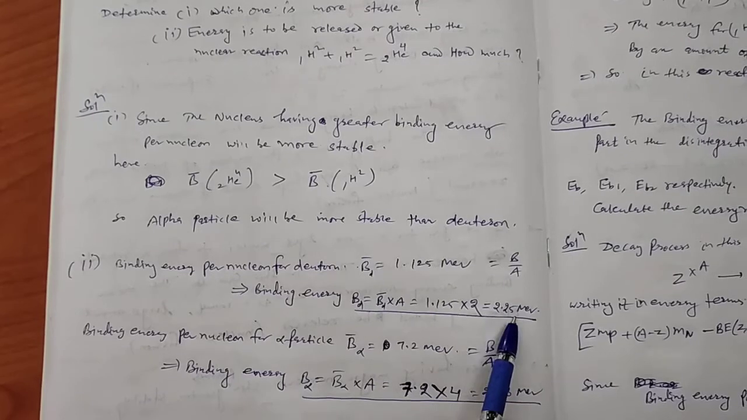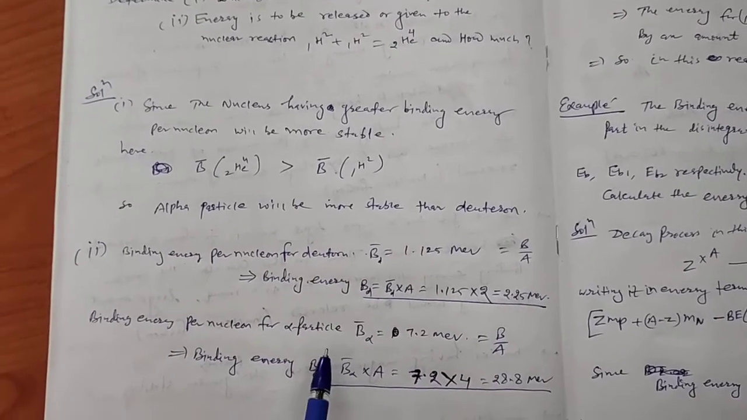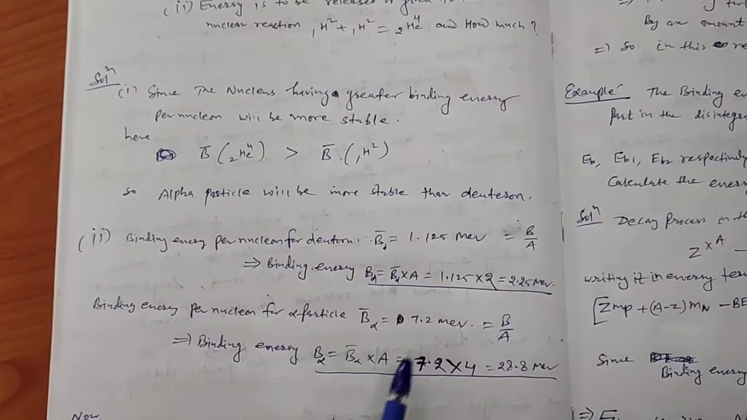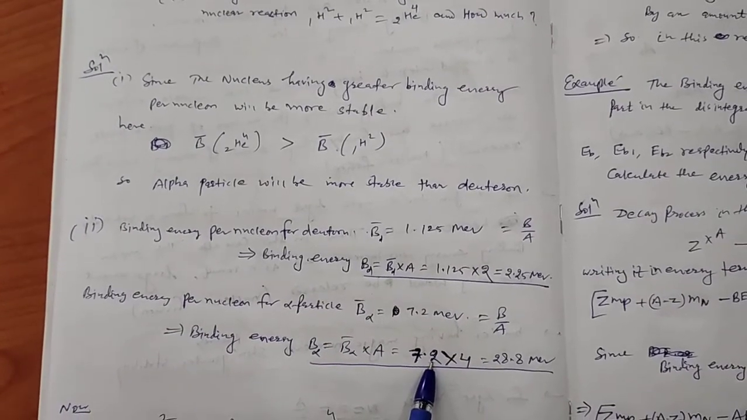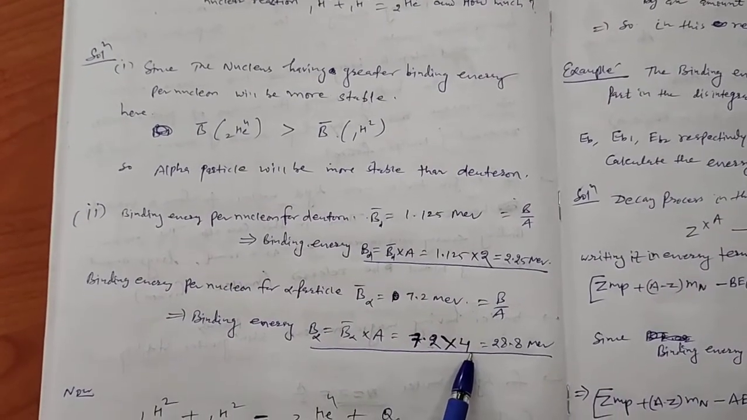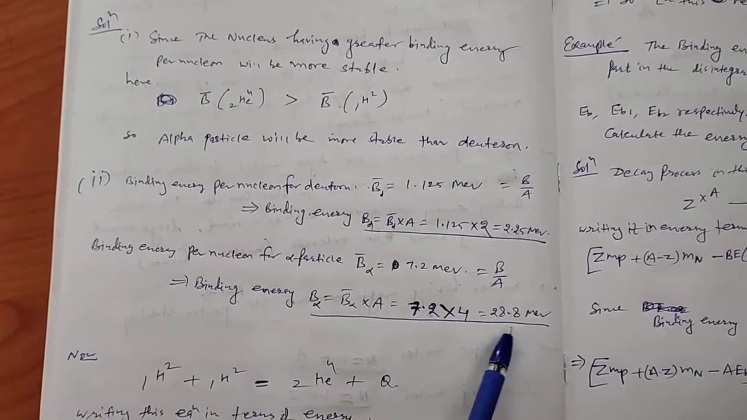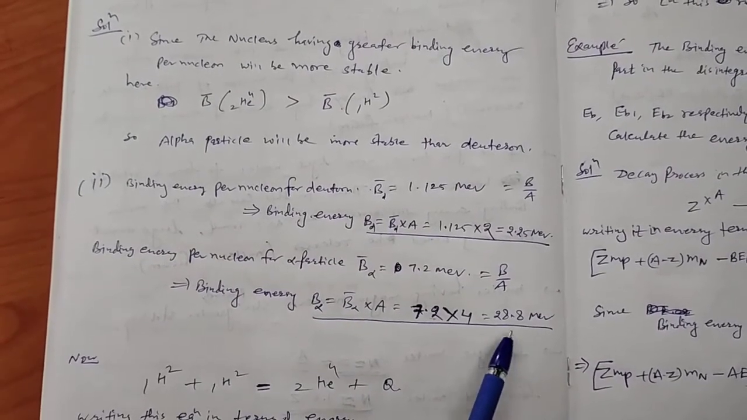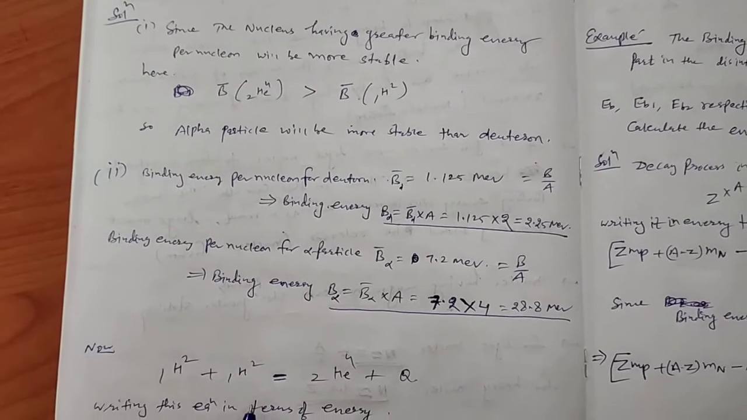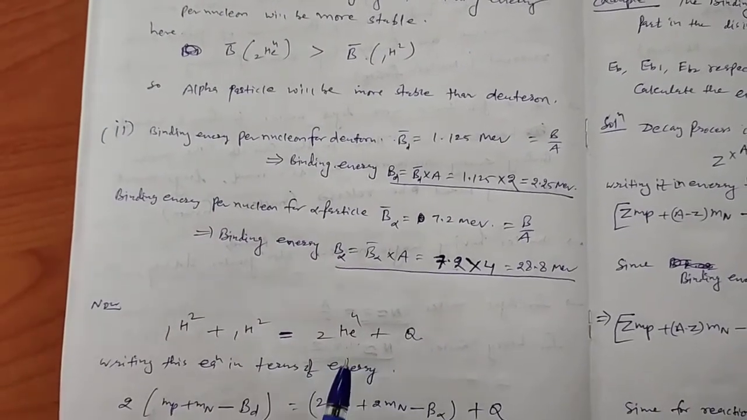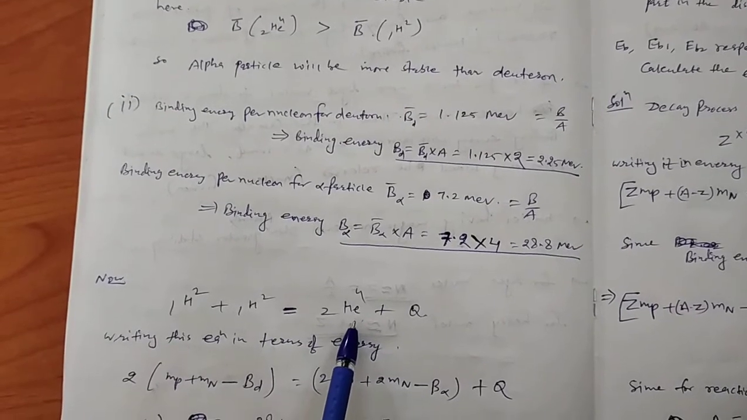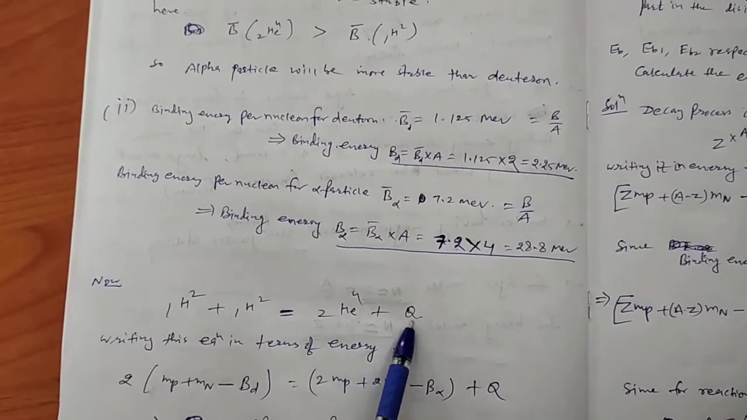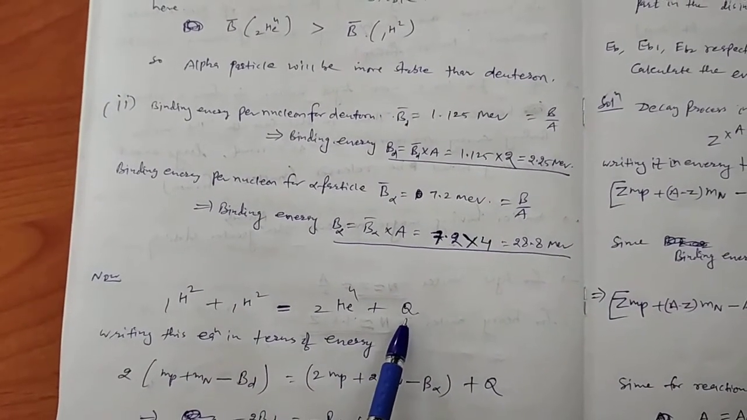So this is the binding energy. And similarly for alpha particle, the binding energy will be this one: 7.2 is given, and multiply it by mass number 4, then it comes to 28.8 MeV. Now this is the nuclear reaction which is given in this equation. In this reaction we have to find out the value of Q, positive or negative.